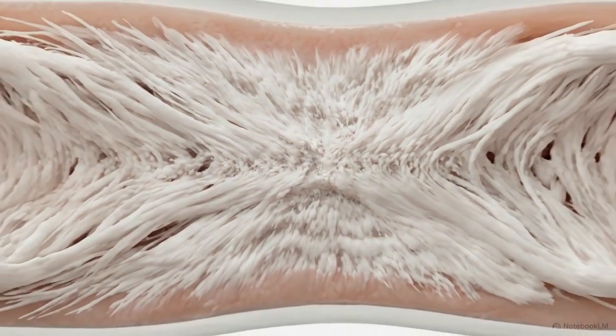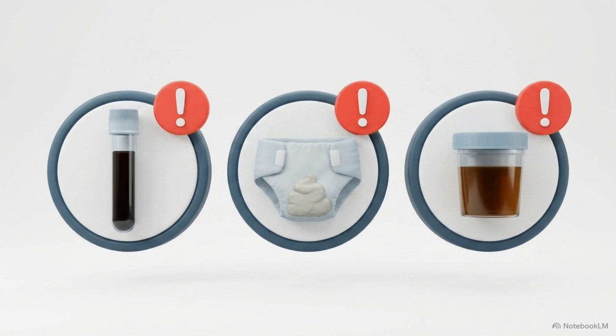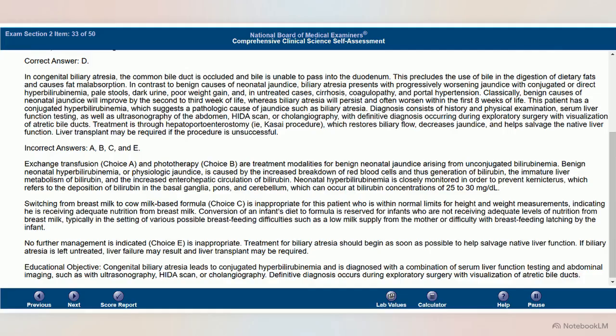The catastrophic differential is congenital biliary atresia, a fibro-obliterative disease of the extrahepatic bile ducts. The clinical presentation is defined by absolute red flag markers, conjugated or direct hyperbilirubinemia, accompanied by acholic pale stools, and dark urine. According to the clinical text, biliary atresia presents with conjugated hyperbilirubinemia and acholic stools. Definitive diagnosis occurs through exploratory surgery, moving directly to a Kasai procedure.